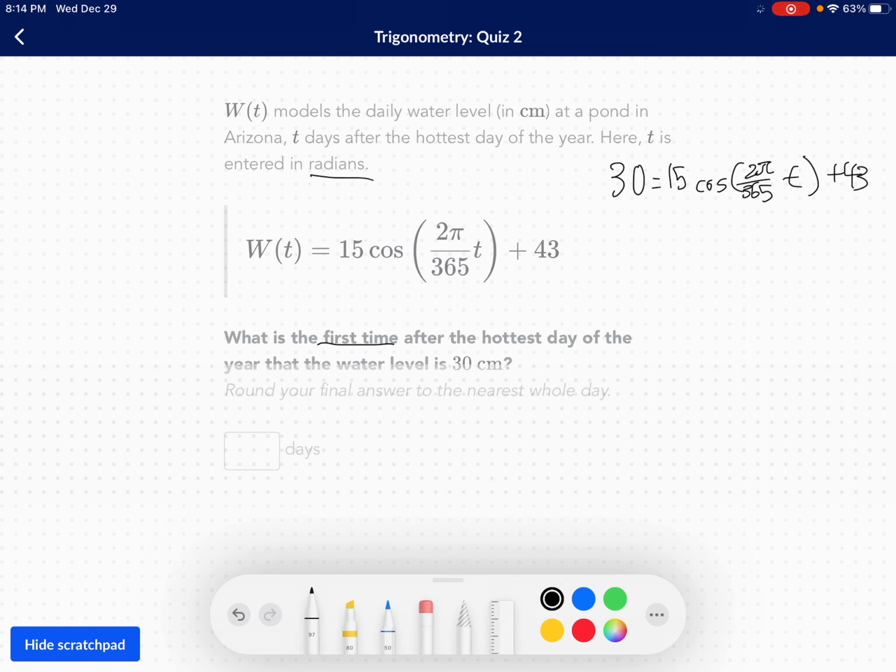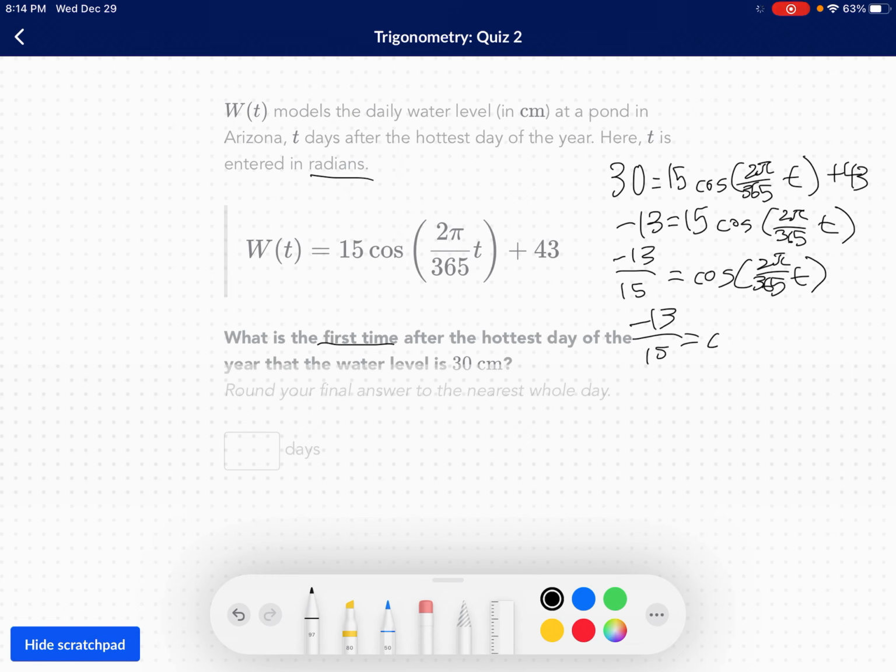And this is in radians, so let me set my calculator to radians. Alright, and solve. So negative 13 equals 15 cosine of 2 pi over 365 t, divided by 15 on both sides. And then set up the two identities. Cosine of 2 pi over 365 t plus 2 pi n in the one identity, and in the other identity, cosine, I use 2 pi over 365 t plus 2 pi n.